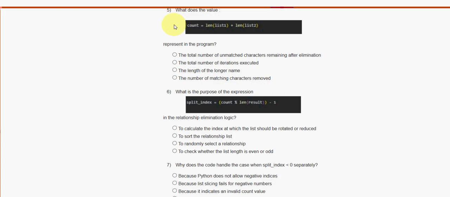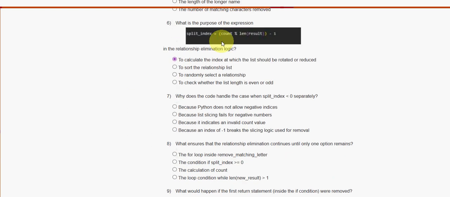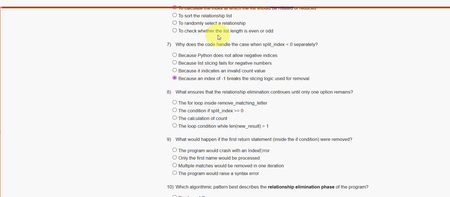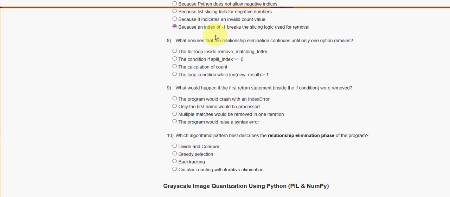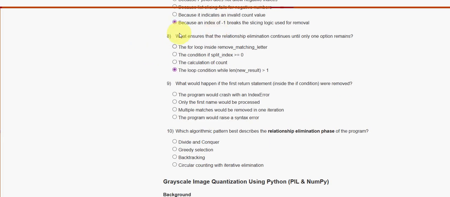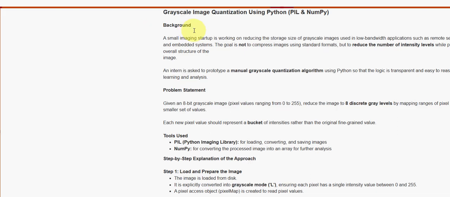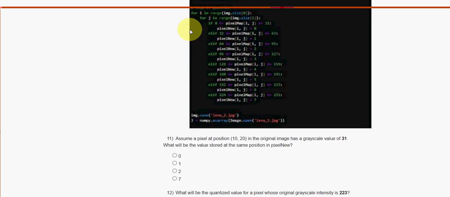Fifth question, first option. Sixth question, also first. Seventh question, it's the fourth option. Next, eighth question, fourth option once again. Ninth question, third option. 10th, fourth option. So we have completed the first 10 questions. Now let's move on to the last 5 questions from the 11th question onwards.